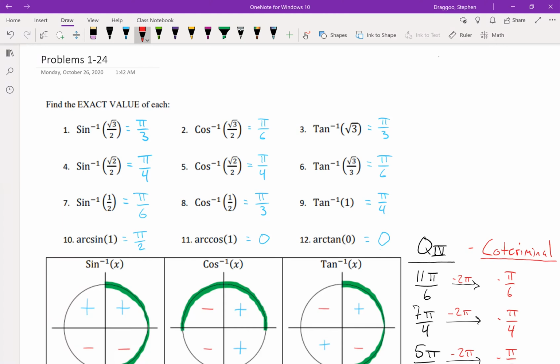In addition to the notation of sine inverse or cosine inverse or tangent inverse, we also have these other notations listed down at the bottom: arc sine, arc cosine, and arc tangent. And those are just fancy ways of asking the same question. So arc sine is the same as sine inverse, arc cosine is the same as cosine inverse, and arc tan is the same as tangent inverse.